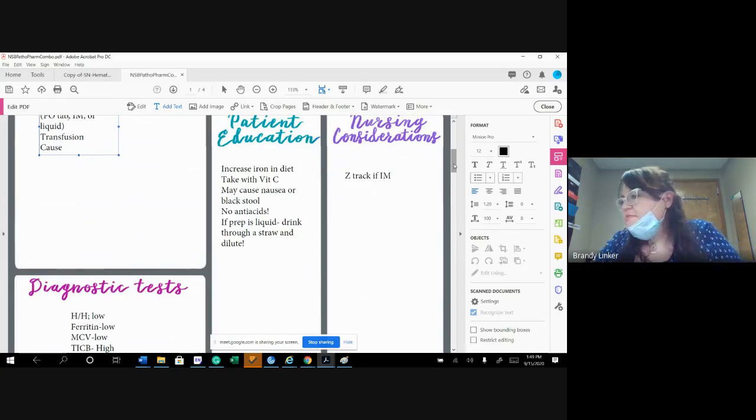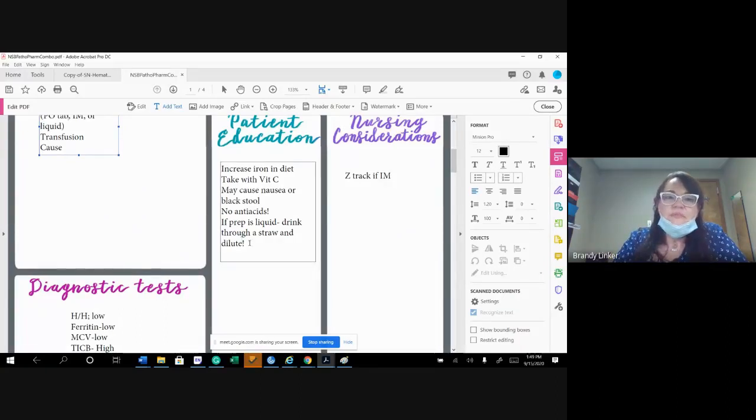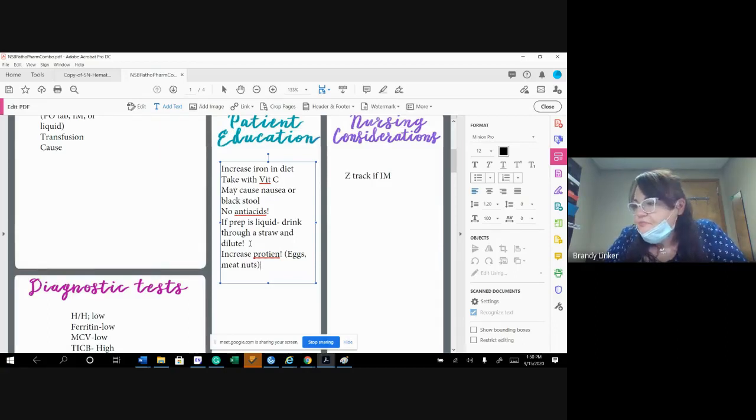Let's see. Cover everything on the study guide. Oh, a good diet education is they want to increase their protein in their diet. That's going to be things like eggs, meat, okay? Nuts have a lot of protein in them. And then let's see, don't take antacids with them. Make sure you know that.